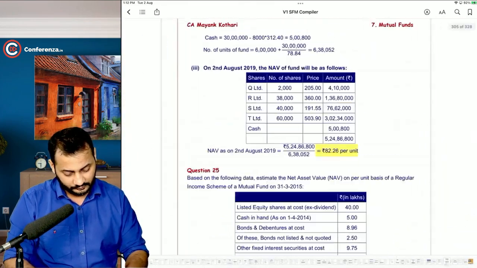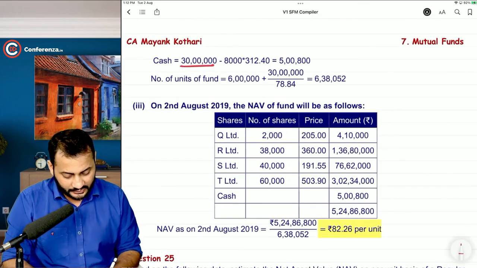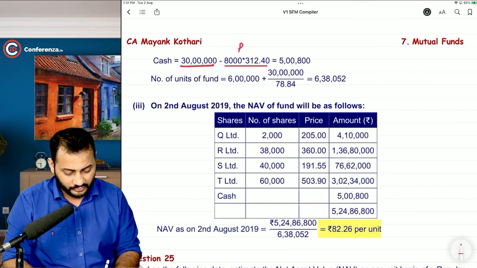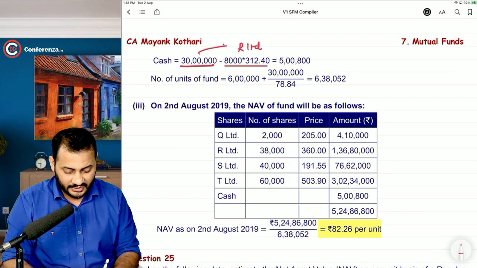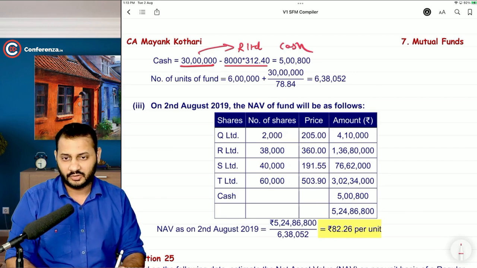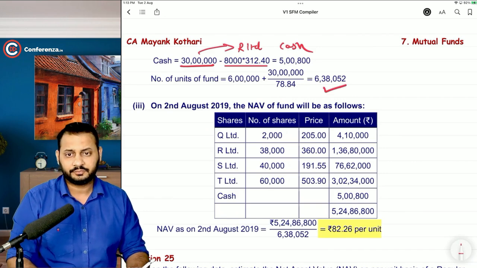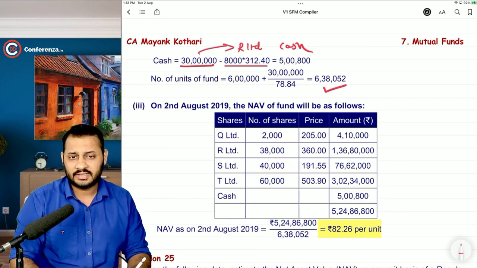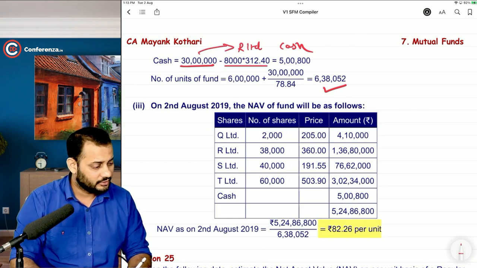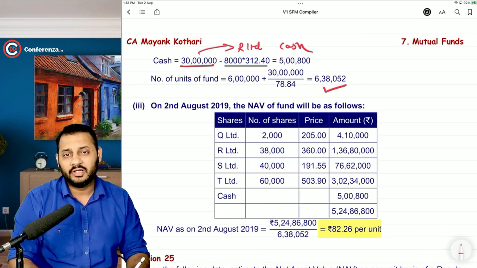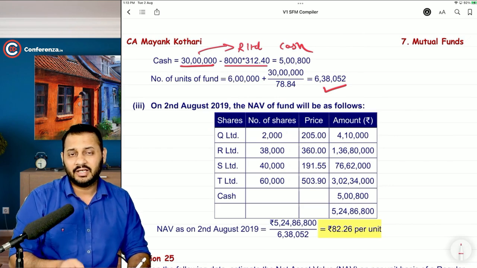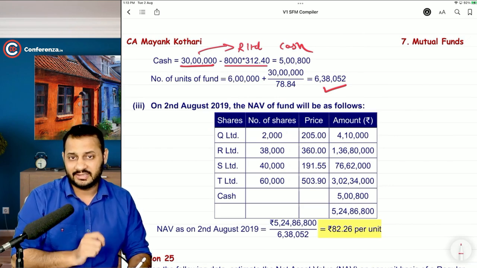See, 30 lakh rupees minus 8,000 into 312.40 worth of R Limited shares has been purchased. So out of this 30 lakhs, this much amount will go to R Limited and the balance will go to the cash account. The number of units is 6,38,051.75. They have rounded off the number of units, but in practical life the number of units can be issued in decimal as well.